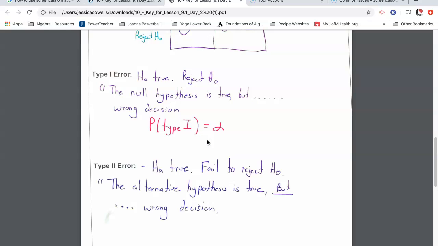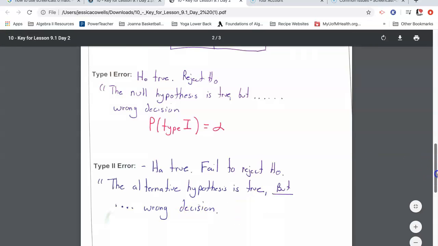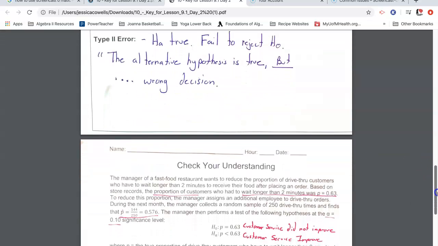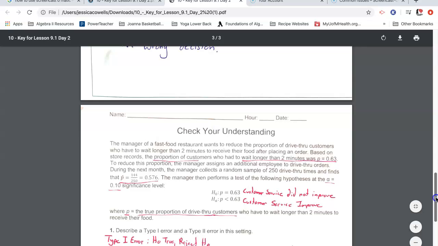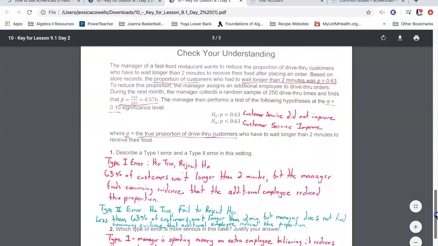Type 2 error, our alternative hypothesis is true, but we fail to reject the null hypothesis. So the alternative hypothesis is true, but we made the wrong decision. Okay, so you can pause this and try to check understanding and check back to see how you did.